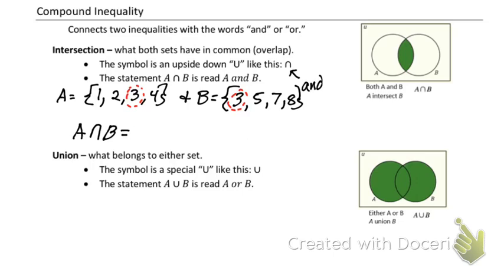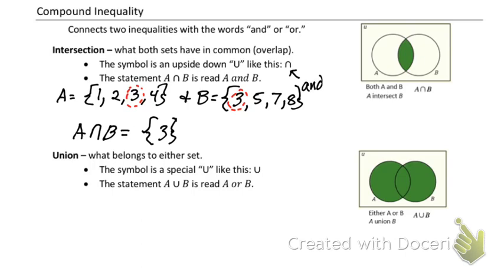So the solution to that one would just be 3. We won't be dealing with sets, we'll be dealing with numbers. But just so you kind of get an idea of what I'm talking about. The other thing we're talking about is union. What belongs in either set? So the symbol we use is just a U.